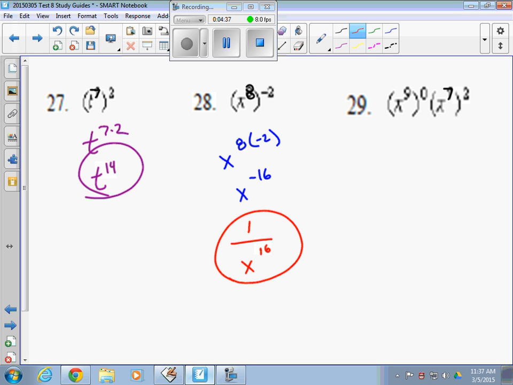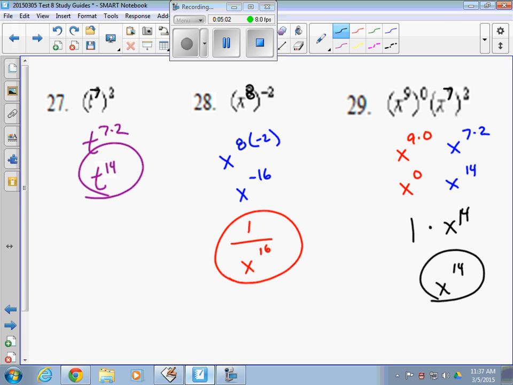X to the 9th to the 0 times x to the 7th to the 2nd. You multiply x to the 9 times 0 is x to the 0. Anything times 0 is 0. And x to the 7 times 2 is x to the 14th. Anything to the 0 power is 1 times x to the 14th, which is simply x to the 14th.